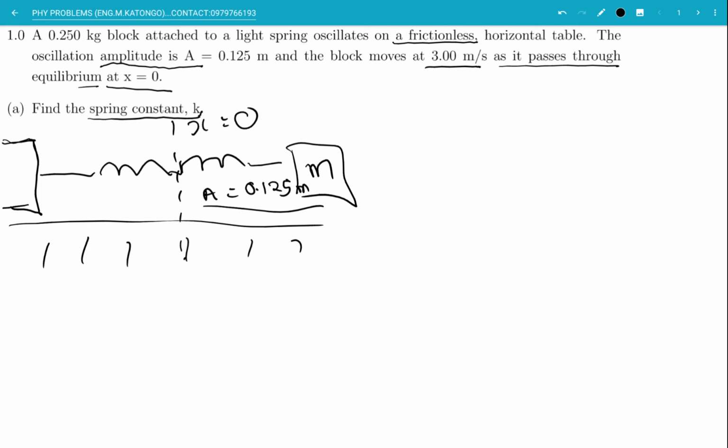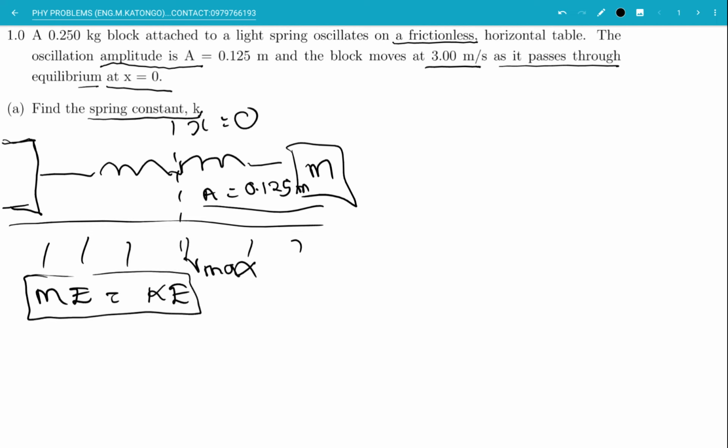We know that at x equal to 0, we have the velocity being at its maximum. Okay, so hence, if we have a maximum velocity, we definitely have kinetic energy. And since at its equilibrium position we have the maximum velocity, the particle will possess some kinetic energy. And at equilibrium position, we have the mechanical energy being equal to the kinetic energy. So we can use this theory to solve for the spring constant.